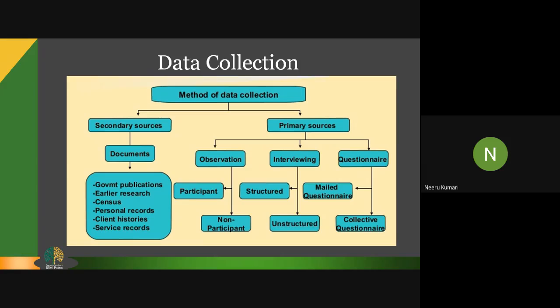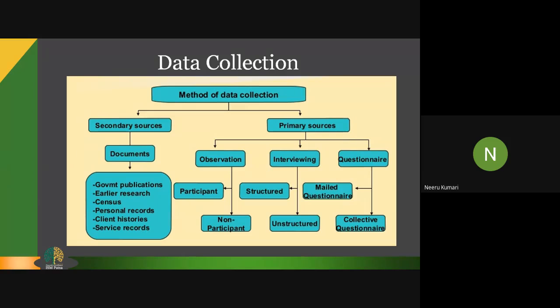whether to go with primary sources or to go with secondary. Based on the time, based on the cost, you are going to choose to go with either primary or secondary. All right. Now let us talk about the primary sources. What are the ways in which we can collect or gather the information, particularly through primary sources?